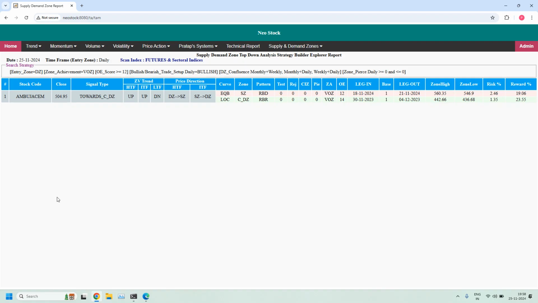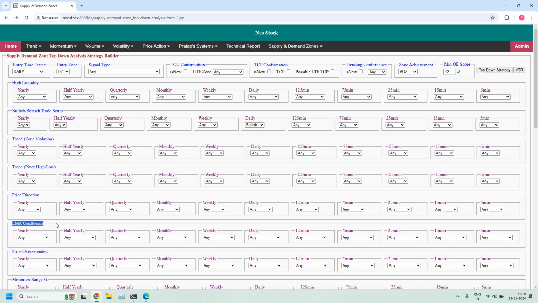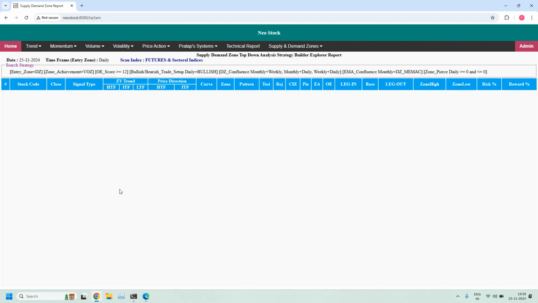In this stock, the daily zone is part of the weekly, both together part of the monthly demand zone. If monthly demand zone trend is up and it is having monthly EMA confluence, it is even more high probability trade setup supported stock. Let's verify. The EMA confluence, monthly time frame, monthly demand zone having monthly EMA confluence, and that is not having any monthly EMA confluence.